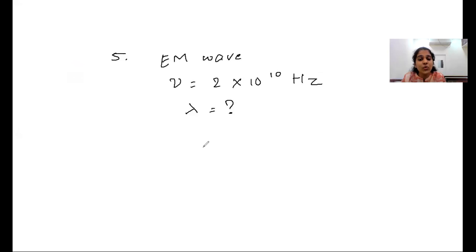Okay. Again, students, same formula, C by mu. Put C, put mu, and tell me what is the answer that you all are getting for this sum. Done. Okay, Lendra is done.